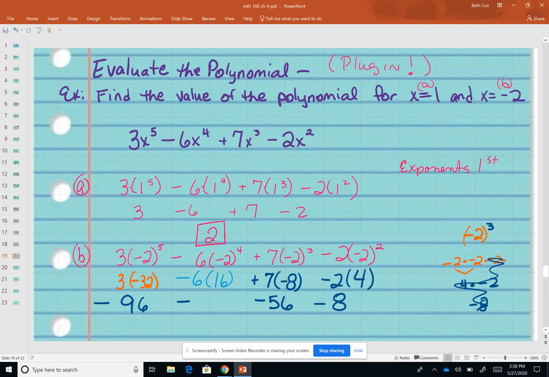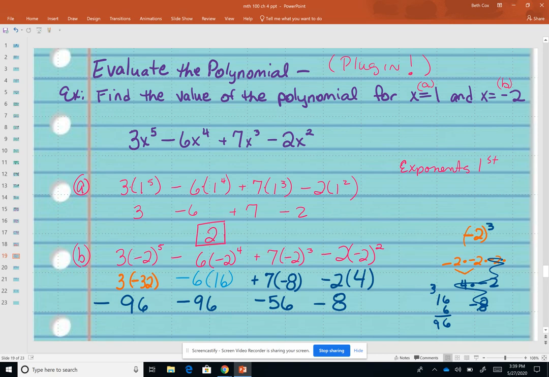Go to my scratch paper. And then 16 times 6, guess what that's going to be? That's going to be negative 96 as well. All right, now I'm going to add them all up. They're all negative, so literally I'm going to add them all up.